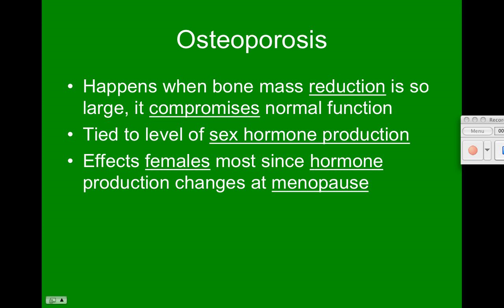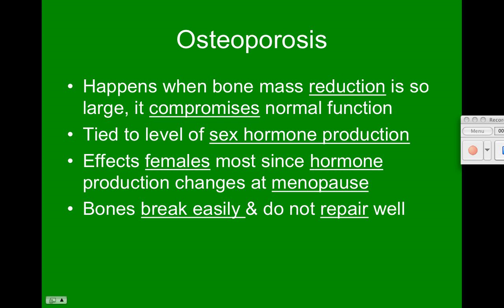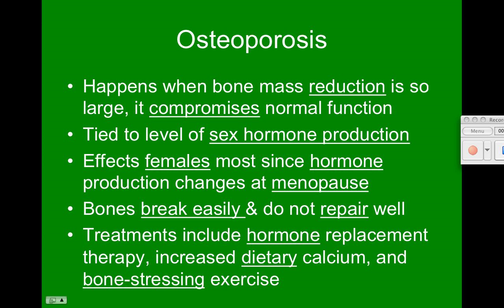And what happens with osteoporosis is our bones break very easily and do not repair very well. Treatments include hormone replacement therapy, which has actually been kind of discontinued because of side effects. We also increase our dietary calcium, and we participate in bone-stressing exercises like lifting weights or anything that's going to stress them, running, or using your body weight to do different exercises like wall sits, which puts the bones under stress. In our next section, we will take a look at the different joints.